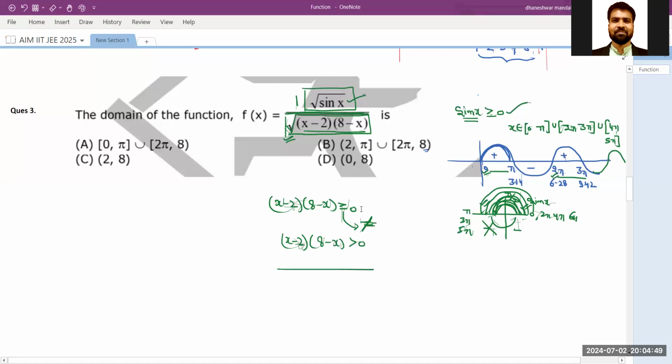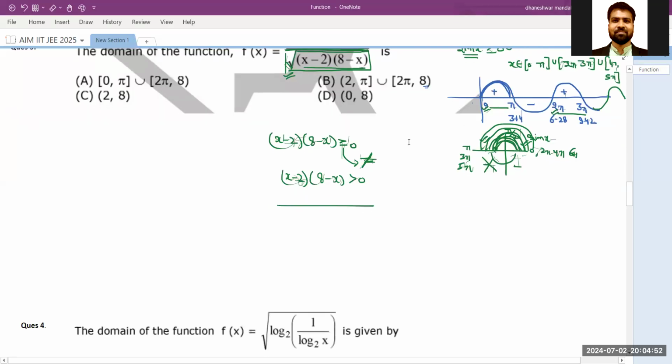Now, if I want to use the Wavy curve method, the first step is to make the coefficient of x positive. For this, I have to multiply this term with a minus sign, and if I multiply with a minus sign, the inequality will reverse. Again, we have two critical points, 2 and 8. Take plus sign, minus sign and plus sign. Now, which region do I have to consider from here? Tell me which region I have to consider.